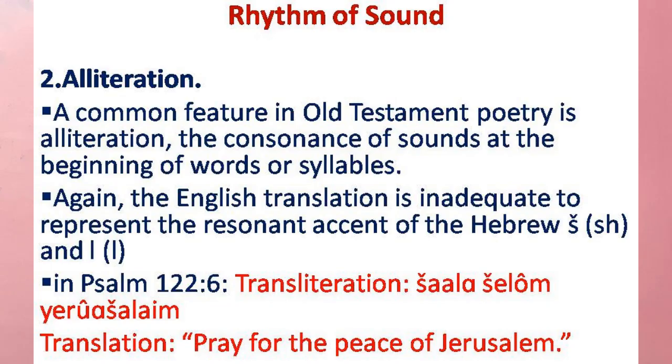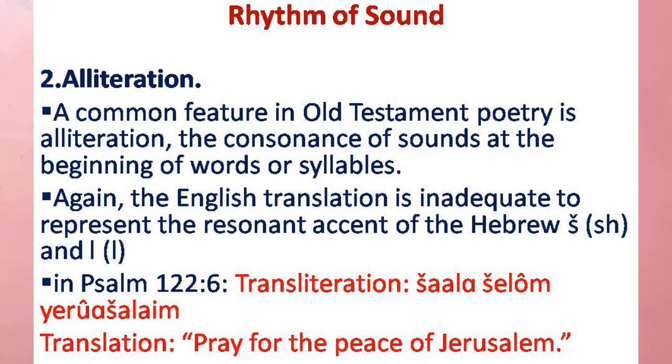So, for us, it is just a poem like Psalms, like any other Psalms. Another technique used in Old Testament poetry in order to convey the rhythm of sound is called alliteration. A common feature in Old Testament poetry is alliteration, the repetition of consonant sounds at the beginning of words or syllables. It is mainly found at the beginning of the words or syllables.